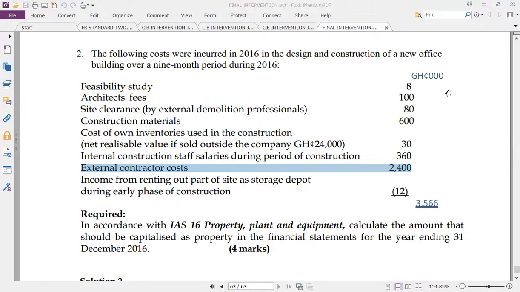That's great. Now the last one says income from renting out part of the site as storage depot during the early phase of the construction, 12,000. They less it. No, this is other income, so it should not be part at all. So it shouldn't form part of the cost. Don't less it. So that's all. So therefore, the cost of this asset should be 100 plus 80 plus 600 plus 24 plus 360 plus 2,400.